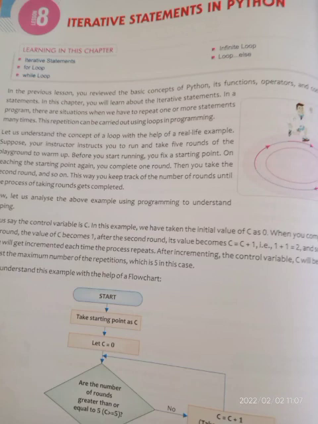Now if you go to figure 8.18, there also, till the time the condition given in the while loop is true, it will run. Once that has ended, it will come to the else portion, and then it will give you the message that the loop is terminated successfully.